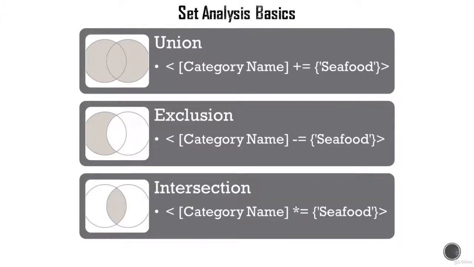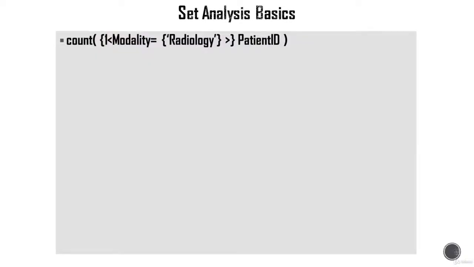And then intersection means if the user made a selection on several values along with seafood, then other values will be ignored but seafood. So it will only include seafood as category name. So let's look at some of the examples.